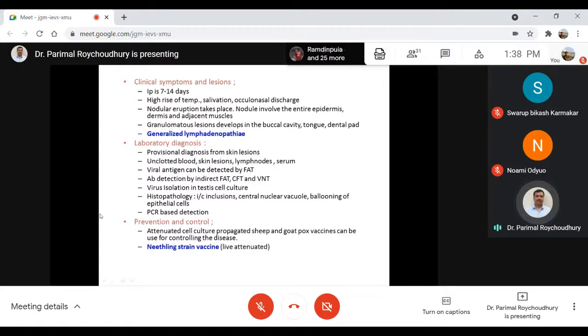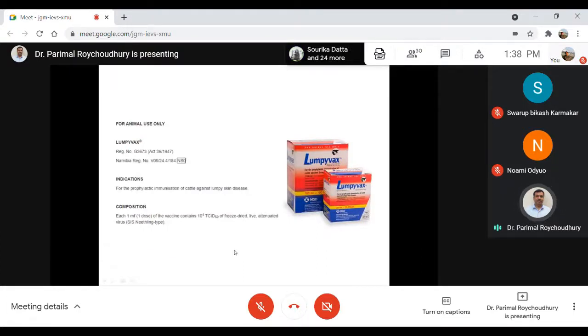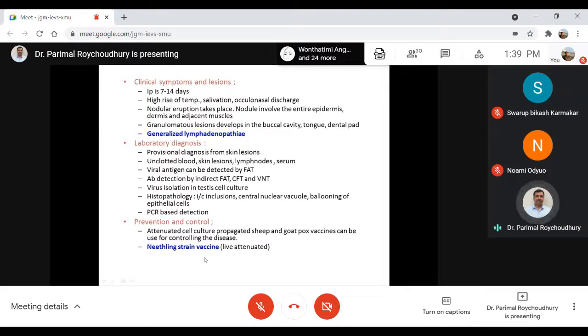This disease can be prevented by vaccination, because arthropod control, particularly of mosquitoes, is not possible in the phase of an outbreak. In that case, the vaccines will work very well, and in all countries they mainly go for vaccines for control. One of the standard live attenuated vaccines is the Neethling strain vaccine. But unfortunately, our country is not prepared at this moment, because the disease has only very recently been detected in a certain state. The vaccine, a live attenuated Neethling strain, is available in the international market.